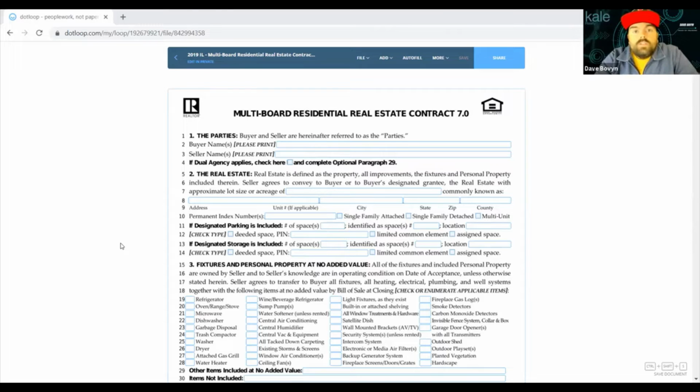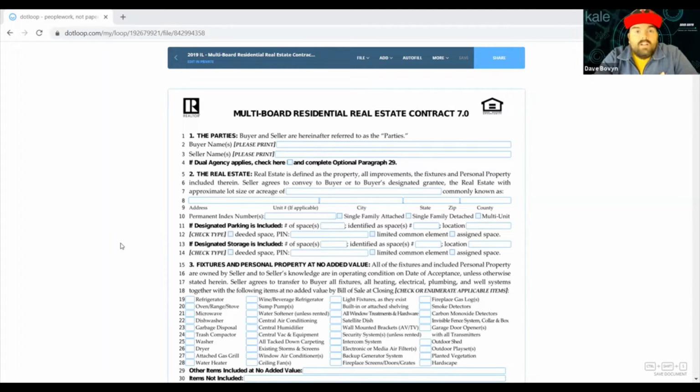Today we are going to be going over the 7.0 contract. Now there are a couple different instances where you will use this. If you're in the city of Chicago, really the only time that you'll be required to use this is if the listing agent requires it. So sometimes there are companies that require their agents to use the 7.0.